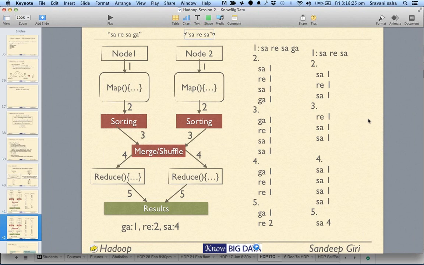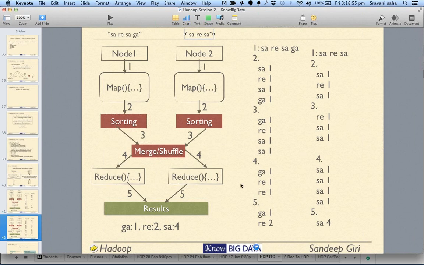Once the reduce has happened, there is no merge or shuffle. After the results have come, there is no need for shuffle or anything. So here there will be two files essentially, two different files. If you want to operate on both the files, you can concatenate them together before running your next set of MapReduce or next set of programs.